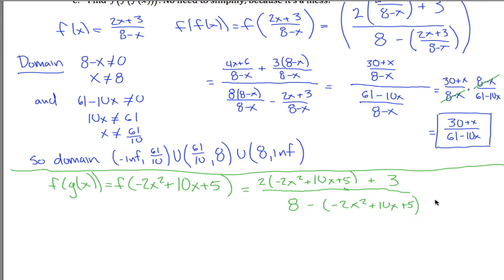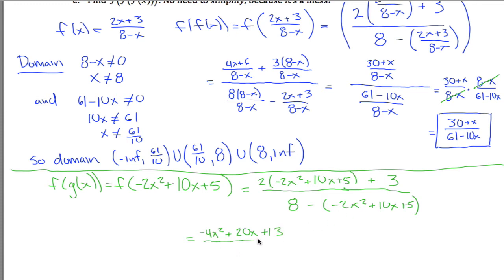And it does ask me to simplify this, so I guess I'll do it on another line. Sure. 2 times negative 2x squared is negative 4x squared. 2 times 10x is 20x. And 2 times 5 is 10. But I also have this 3 here. 10 plus 3 is 13.